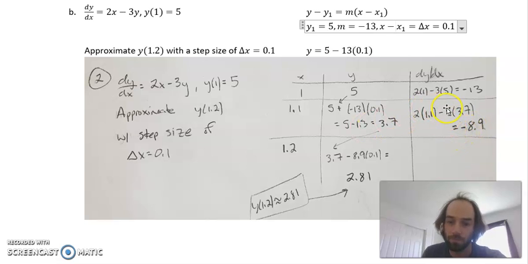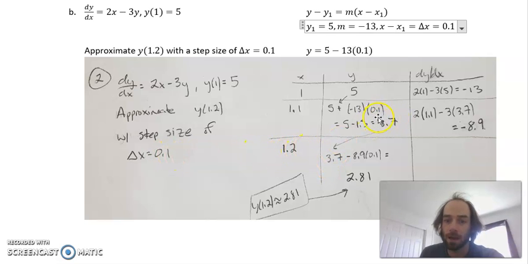Simplify that. You should be able to do that math on your own, but if not, use a calculator, whatever. I get negative 8.9. I'm not gonna lie, I used the calculator. Anyway, negative 8.9, and that's my slope. You can use that to calculate the next y value. I bump the 1.1 up by the step size of 0.1 to get 1.2.